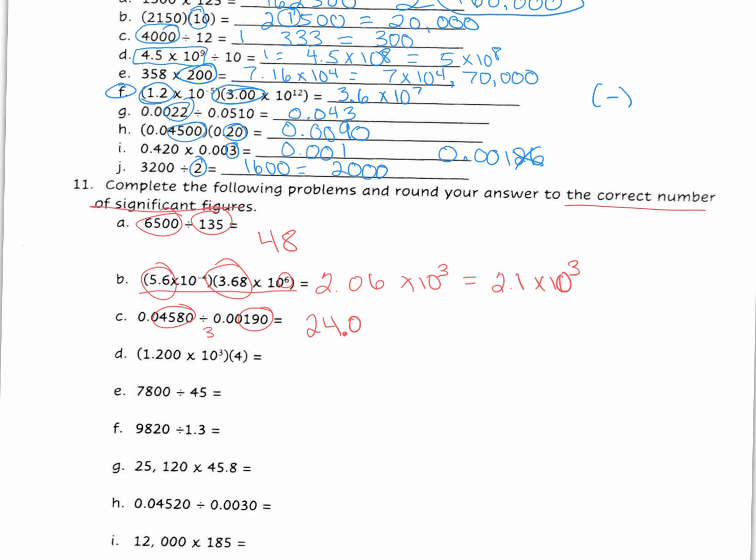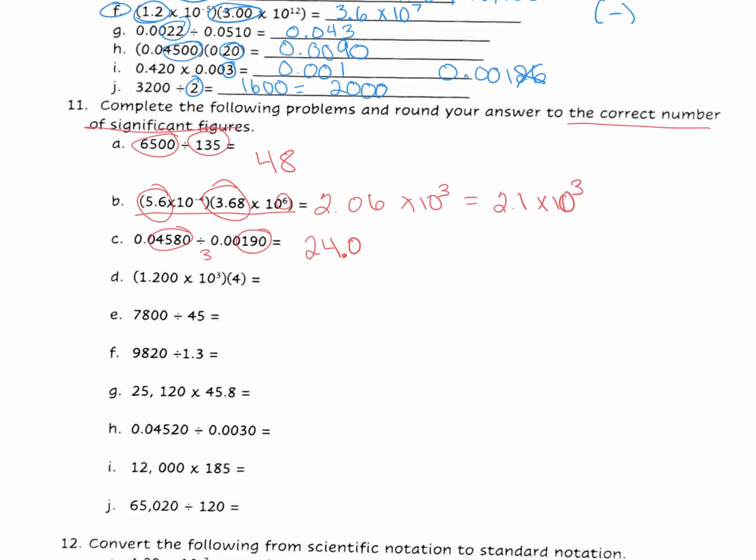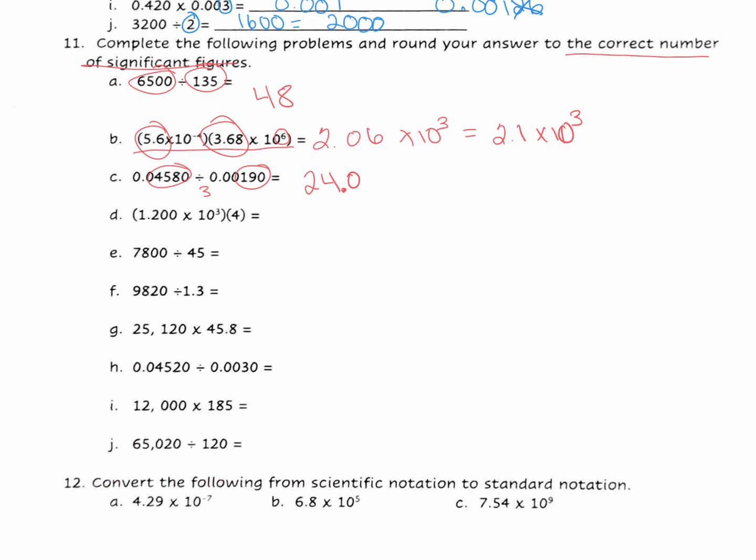Okay, so the next one, D, we have 1.2 times 10 to the third times 4. So it goes 1.2 second exponent 3 and times 4, which is 4,800.